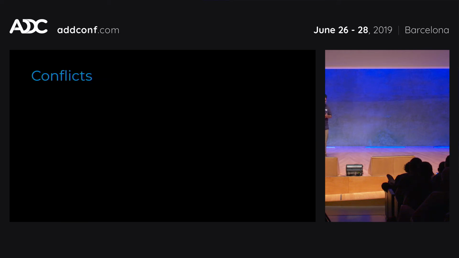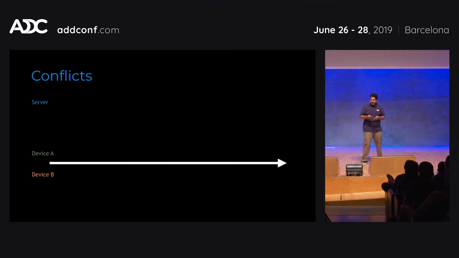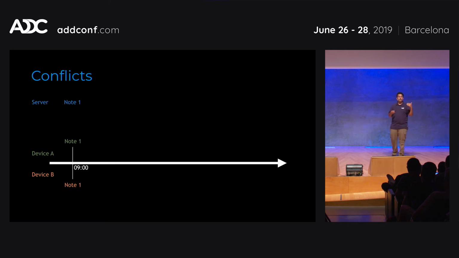Starting with conflicts. I'm going to try and tell a story as time goes on here. To start with, let's say that we have a server and two devices, okay? Device A and device B. And at some arbitrary time, say 9 o'clock in the morning, all three of these have a note, and let's say that they all have exactly the same content, which says note 1. Right? With me so far?